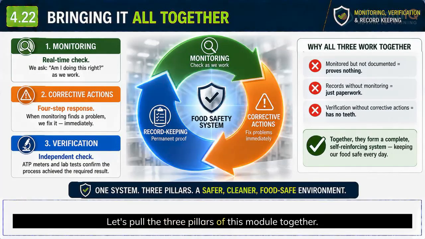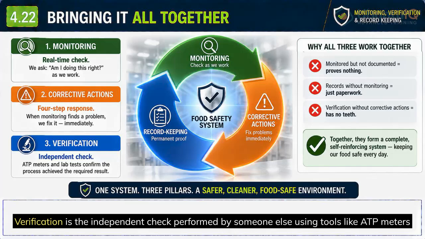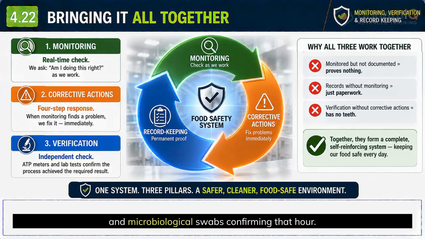Let's pull the 3 pillars of this module together. Monitoring is our real-time check. We're asking, am I doing this right? As we work. When monitoring finds a problem, corrective actions are our pre-planned, 4-step response. Verification is the independent check performed by someone else using tools like ATP meters and microbiological swabs, confirming that our process actually achieved what it was supposed to. And record keeping is the thread that connects it all, the permanent, legal evidence that the system is working.